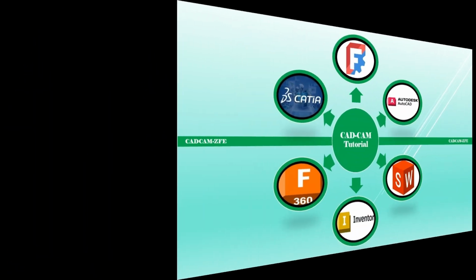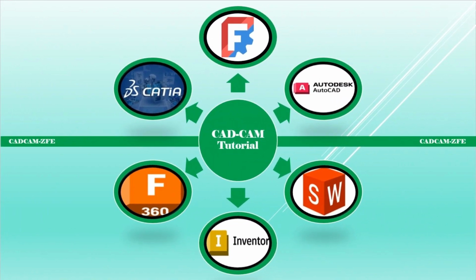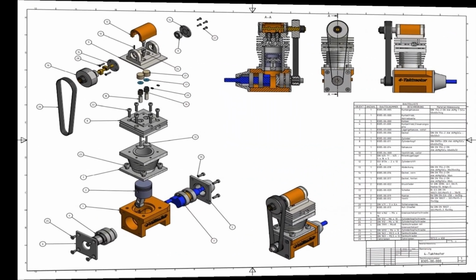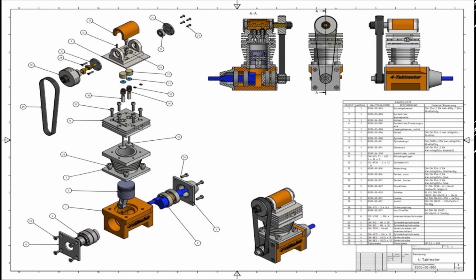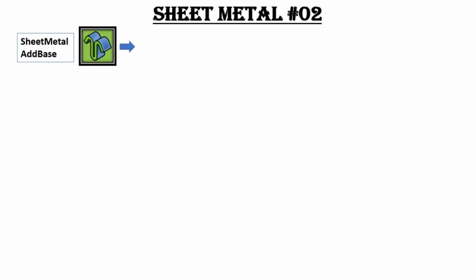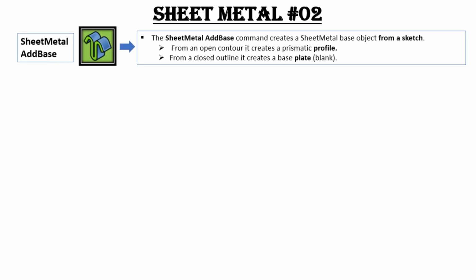In this quick and informative tutorial, I will show you how to create a 3D sheet metal part from the sketch with the help of the FreeCAD Sheet Metal AddBase tool, and how to add a flange to this part with the Sheet Metal AddWall tool. With the Sheet Metal AddBase tool, we can convert the open and the closed sketch profiles to a sheet metal part.